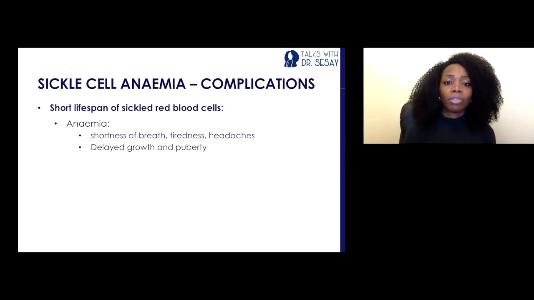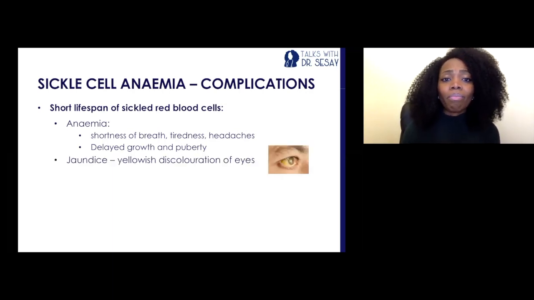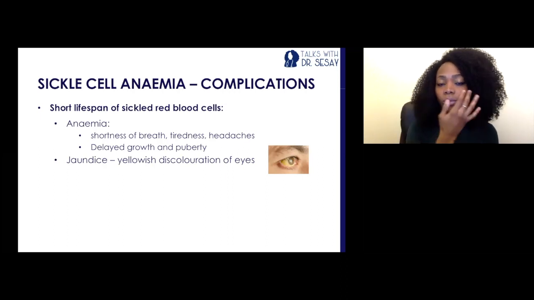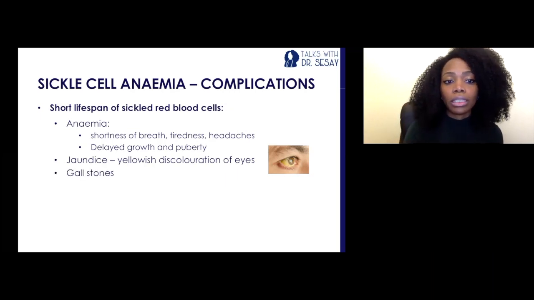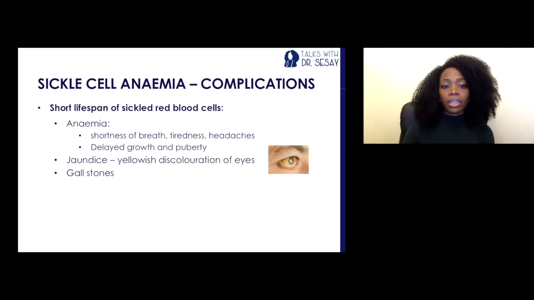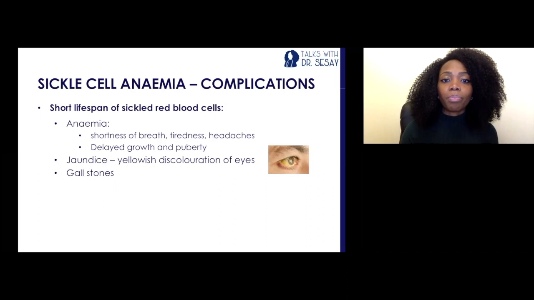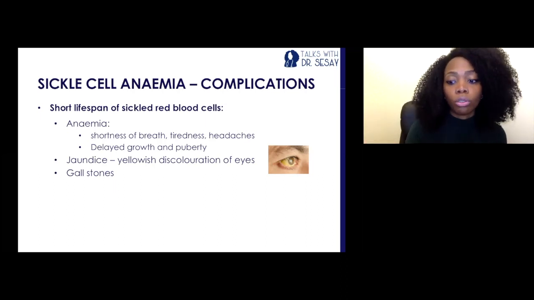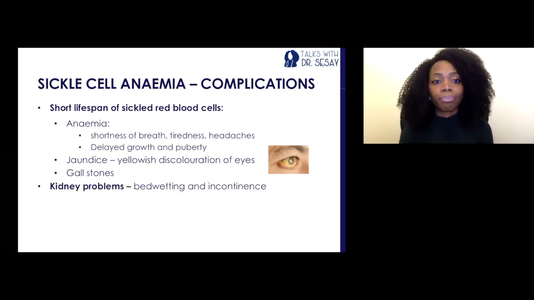So they don't have enough red blood cells, and that leads to shortness of breath, tiredness, headaches, delayed growth, and delayed puberty. And when the red blood cells die, they release a chemical that causes yellowish discoloration to different parts of the body, particularly the eye, and that's what we call jaundice. And then we have a gallbladder, which sits just underneath our liver. And because, again, the red blood cells constantly die, there's a chemical in it that forms gallstones, which, if it causes any obstruction, can cause severe pain, infections, and so on.